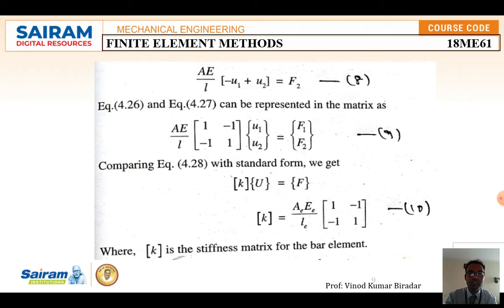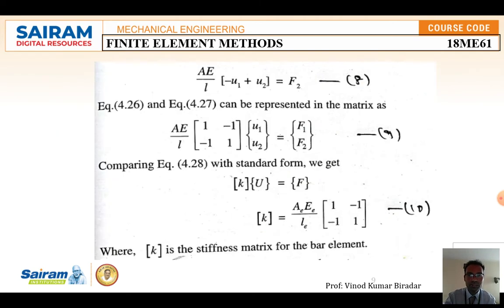So equation 7 and 8 can be written in matrix form, since 2 forces will be there: f1, f2, u1, u2, AE by L times [1 minus 1; minus 1 1], you are going to get. Equation 7 and 8 you have to write in the matrix form. Now I have to compare this equation to the standard formula which I derived in the first slide. So compare k u is equal to f, where k stands for AE by L times [1 minus 1; minus 1 1]. This is the stiffness matrix.